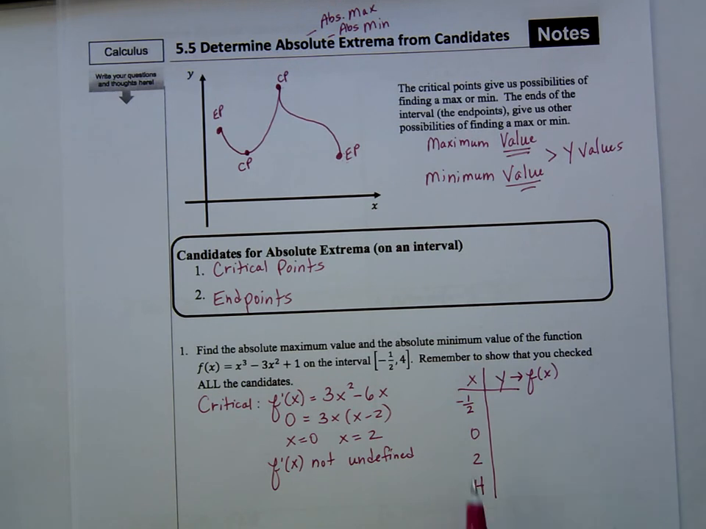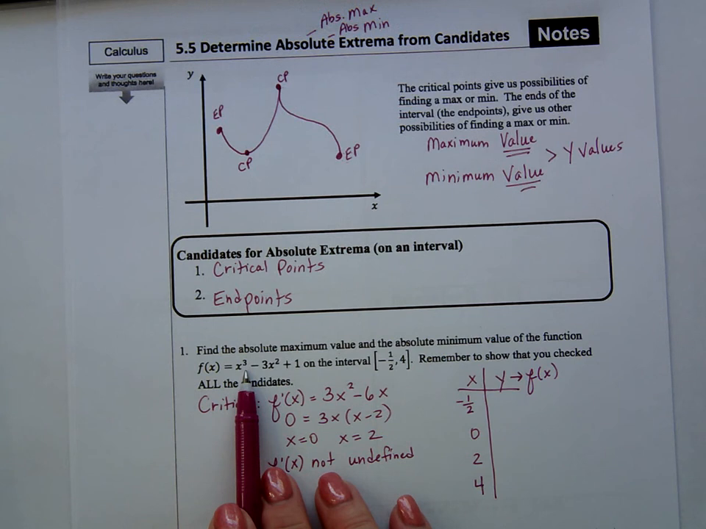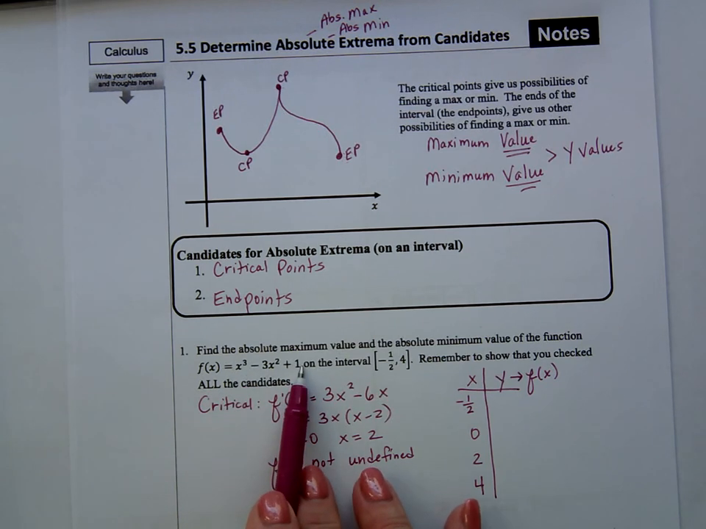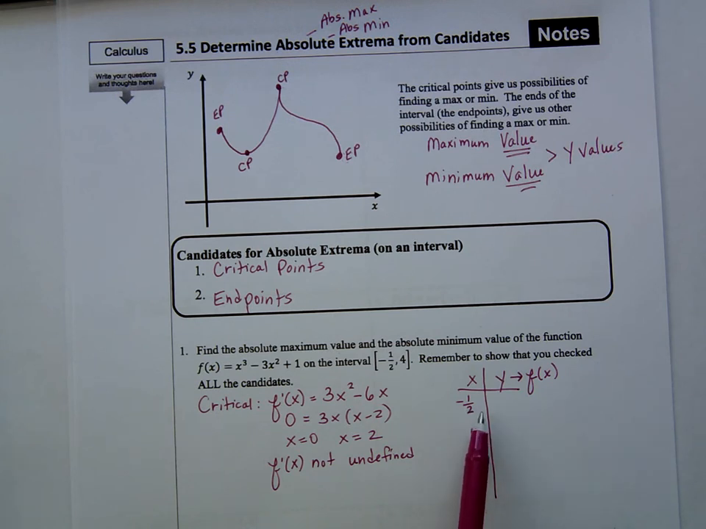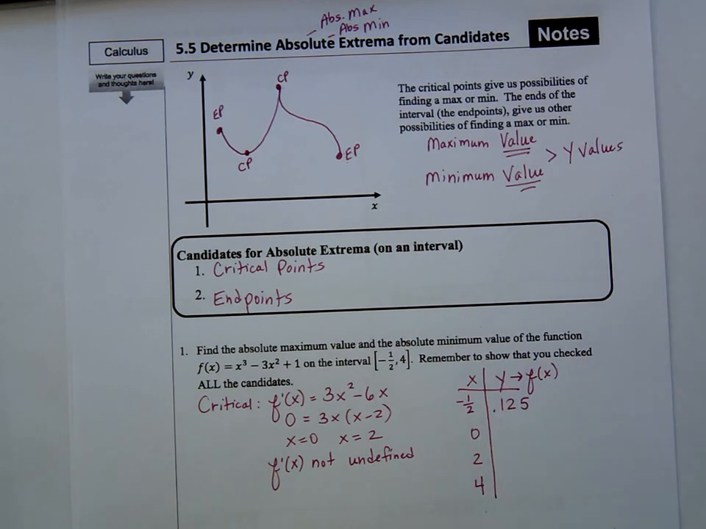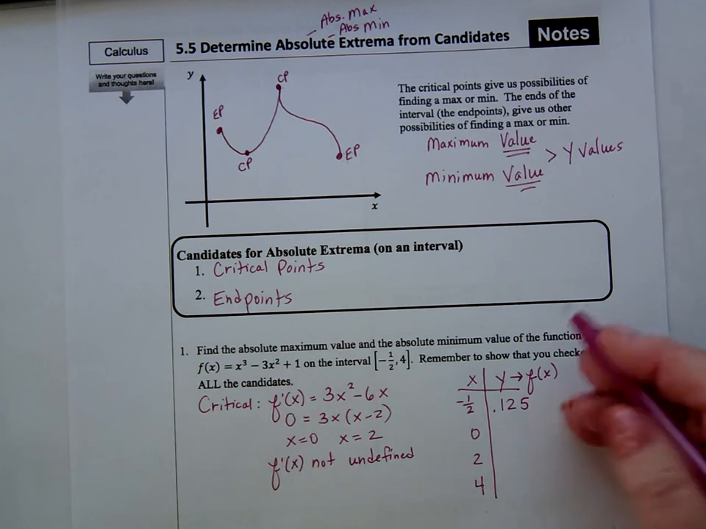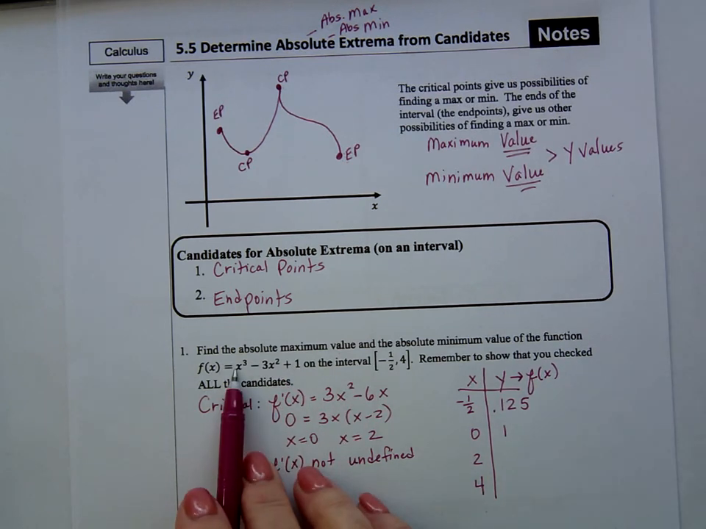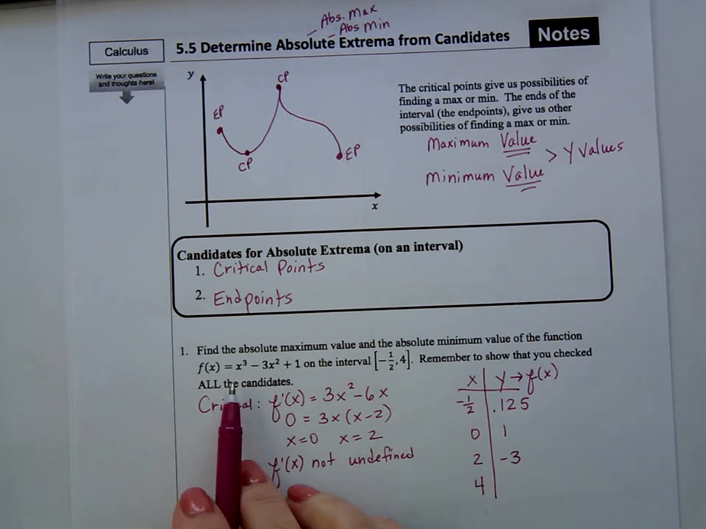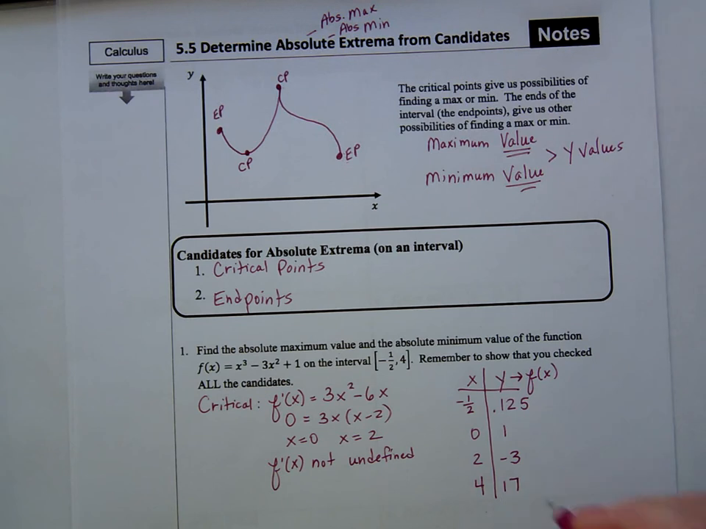Now I'm putting these into my original function. The easiest way to do this, if it's a calculator question, is to put this in your y1 and then go to the table and input these values. For -1/2, it gets a little bit messy in the midst, but it comes out to be 0.125. 0 would be easy enough to put in, you get a 1 out. 2 isn't bad. If I plug a 2 in, I get a -3 out. And if I plug a 4 in, I get 17 out.